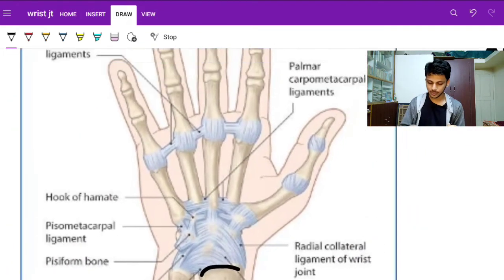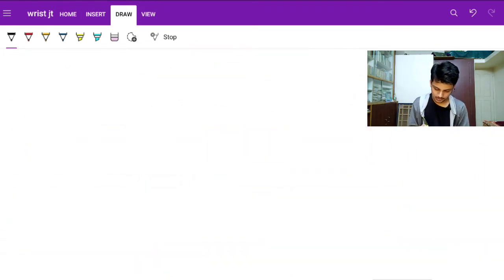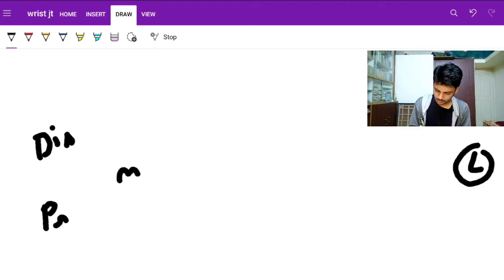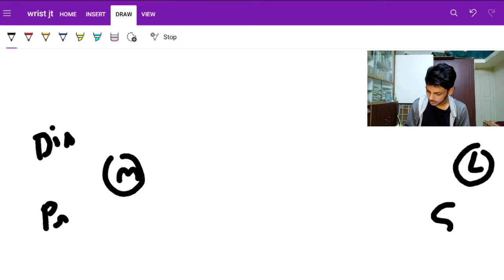Guys, you can remember this mnemonic for remembering the carpals. See, this is the proximal aspect, this is the distal aspect of the carpals basically. This is the lateral aspect, this is the medial aspect. In the lateral aspect, we used to remember it like this in our first year.